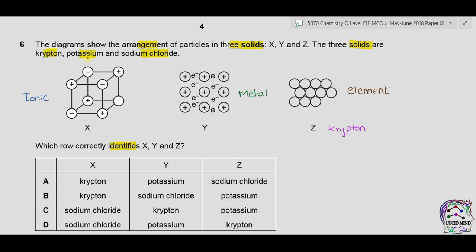Second is we have potassium. Potassium is a metal, so therefore this is the structure of metal, so Y should be potassium. Third one is sodium chloride, as sodium chloride is ionic compound, so therefore X should be sodium chloride. So from options we can see that X should be sodium chloride, Y should be potassium, and Z should be krypton. Answer should be D.